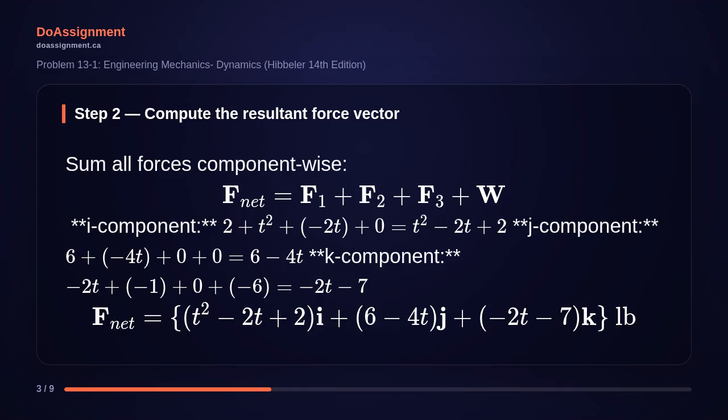We add all 4 force vectors component by component. The i component gives t squared minus 2t plus 2. The j component gives 6 minus 4t. The k component combines the applied forces and the 6-pound weight acting downward, giving negative 2t minus 7.